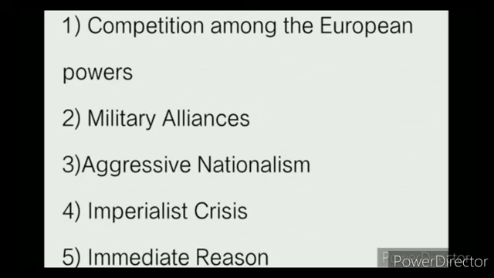Here we are going to discuss the reasons and the results of First World War. The first reason is competition among the European powers. Second, military alliances. Third, aggressive nationalism. Fourth, imperialist crisis. Fifth, sudden reason or immediate cause.